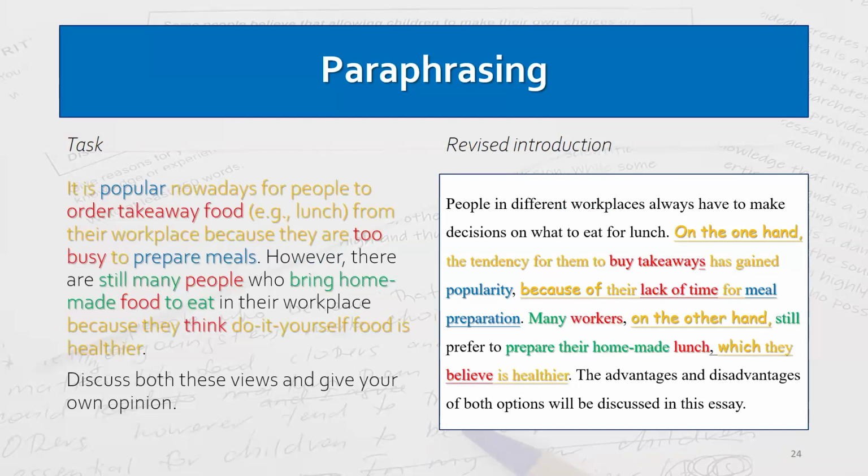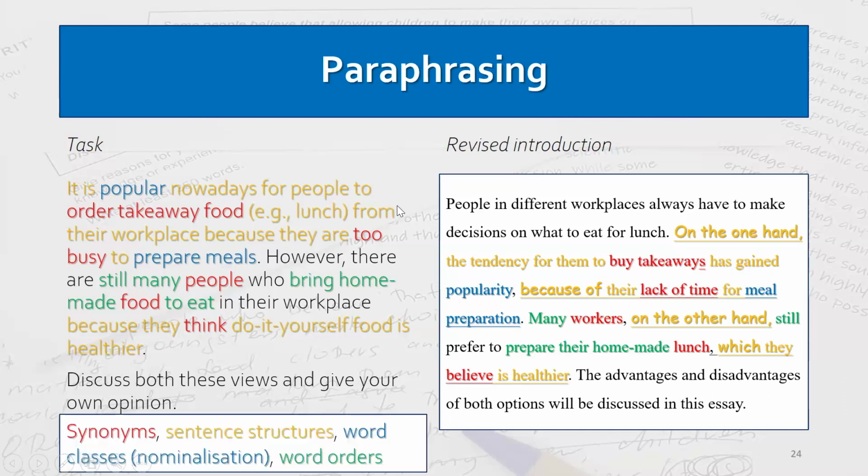Okay, let me quickly show you my own example. You can see I have used synonyms. I've used alternative sentence structures, on the one hand, on the other hand, to show two contrasting situations. And the two contrasting situations are actually from the task prompt, right? But I'm using the connectives on the one hand, on the other hand, in order to change the sentence structure a bit. I'm also using nominalization, like changing the adjective popular to popularity.